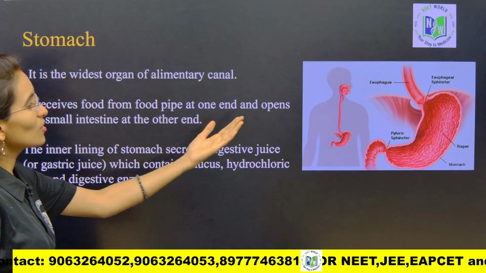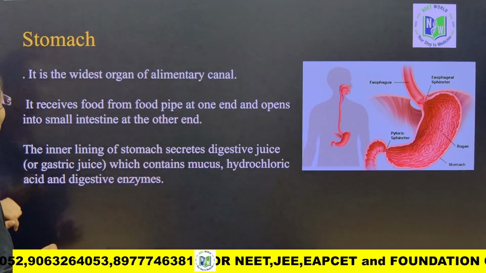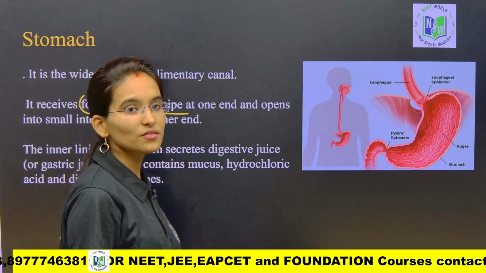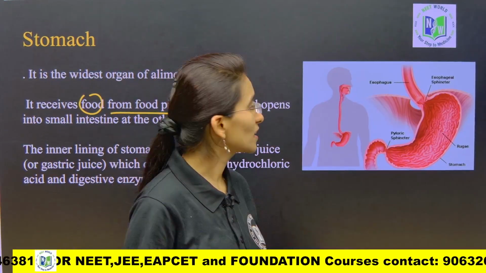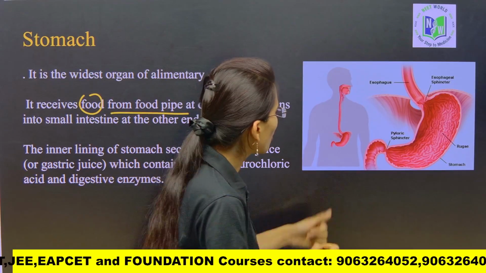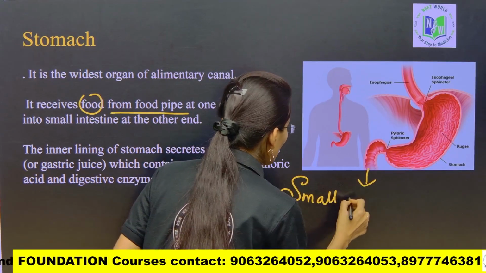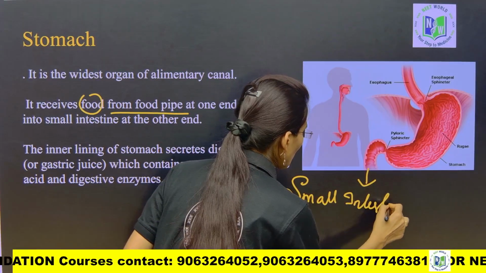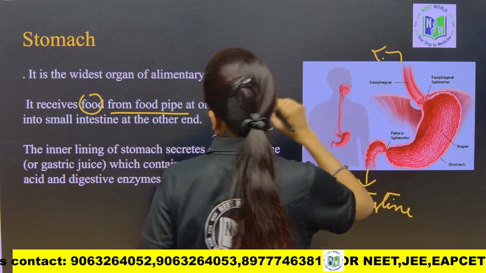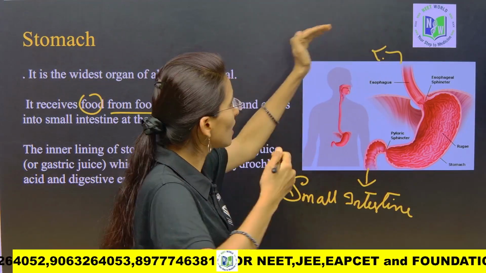Majorly, the stomach receives the food from the food pipe, that is, from the esophagus. The stomach is present in between the small intestine and the esophagus in the alimentary canal. One end is where the alimentary canal starts.